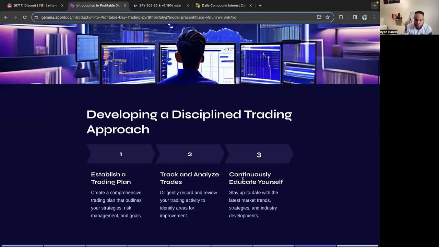So cool. You want to always track your trades and analyze your trades. It's going to be super important. And lastly, guys, the most important piece, you want to continually educate yourself and go back and backtest your trades.